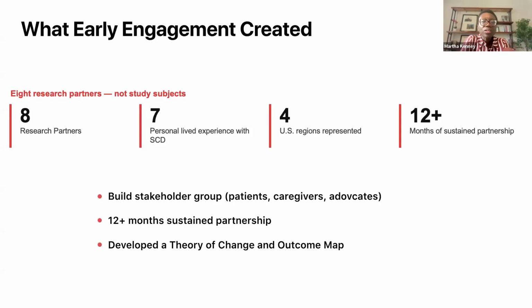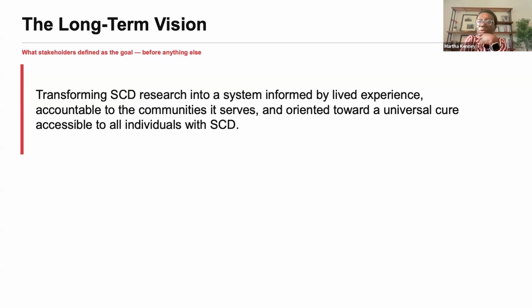And so after working with our stakeholders, there's 8 of them, 7 living with sickle cell disease, and 1 individual is a caregiver of an individual with sickle cell disease. They come from 4 different regions within the country. Several of them represent different CBOs.